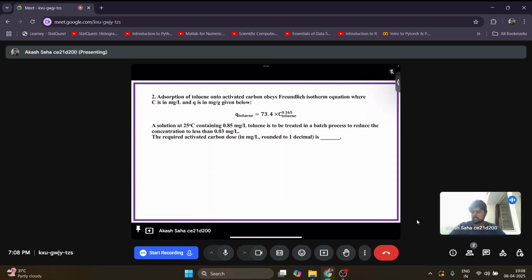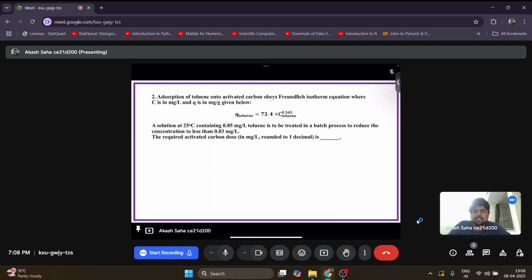Moving forward, the second question says that adsorption of toluene onto activated carbon obeys the Freundlich isotherm equation, where C is in milligram per liter and Q is in milligram per gram, given below. The adsorption capacity Q of toluene is given by the equation 73.4 into the concentration of toluene to the power 0.365. So that's how the isotherm has been defined.